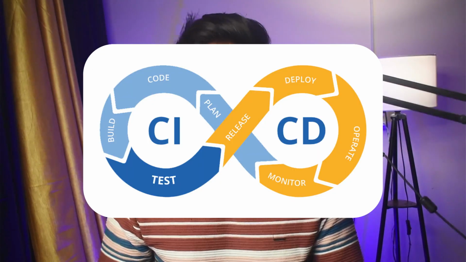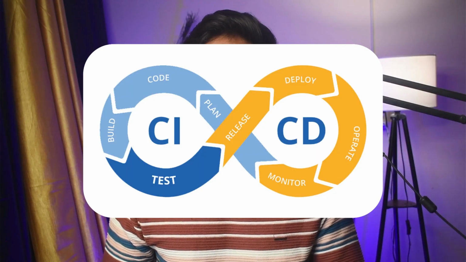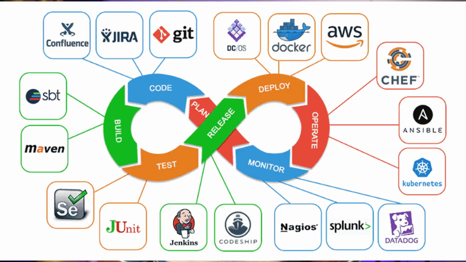CI/CD stands for Continuous Integration and Continuous Deployment. CI is all about catching bugs early. Every time you push code, it builds your app and runs tests. CD takes over from there, pushing that code into staging or production automatically. But here is the real world problem. Most tools only do one part of this flow really well. So you are left with stitching together multiple tools just to deploy one feature.